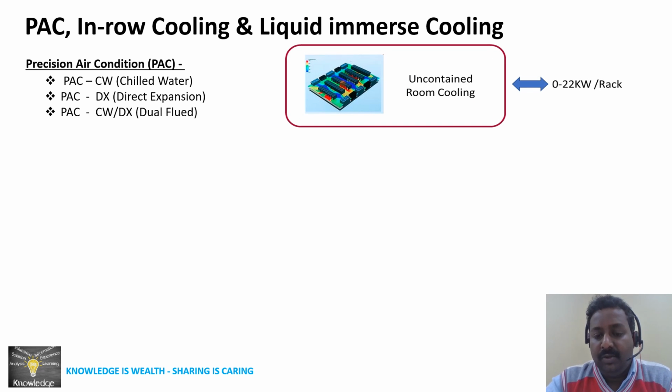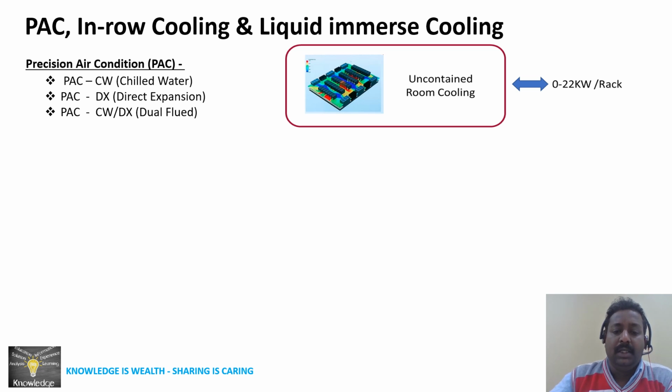So usually the PAC unit supports lab and data center infrastructure with uncontained room cooling, so there is no hot or cold aisle in many of our labs or data centers. In that situation, uncontained room cooling can support up to 8 to 12 kilowatt rack density per rack. With the same HVAC PAC setup with hot or cold aisle arrangement, the rack density can be increased up to 20 to 22 kilowatt.